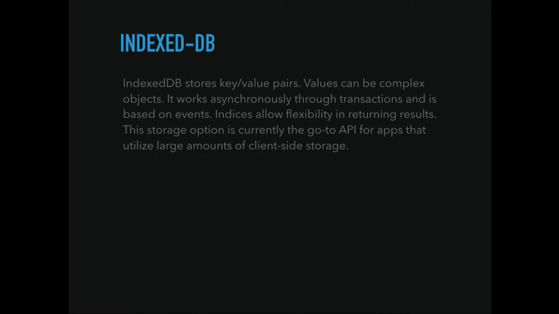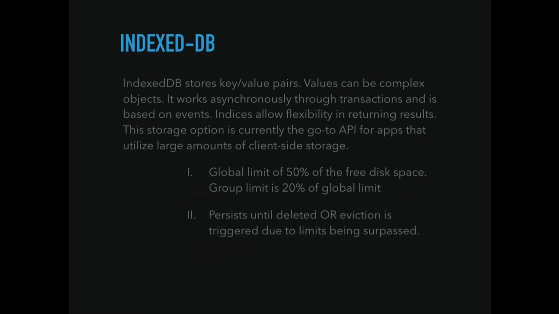Basically anything you want. It works asynchronously through transactions and is based on events. Indices allow flexibility in returning results. It is currently the go-to API for apps that utilize large amounts of client-side storage, until they all figure out how to use the Cache API, and then they'll play together really nicely. There's a global limit of 50% of the free disk space on a machine, with a group limit of 20% of the global limit. It persists until deleted, just like local storage, or until eviction is triggered due to limits being surpassed. So if you go over your 20%, it's going to start deleting your stuff.